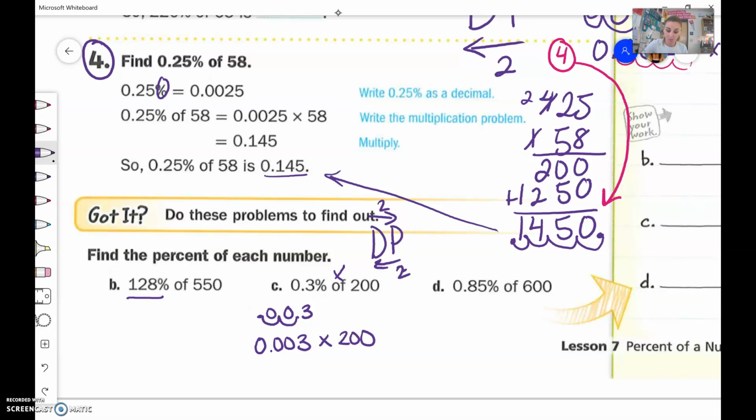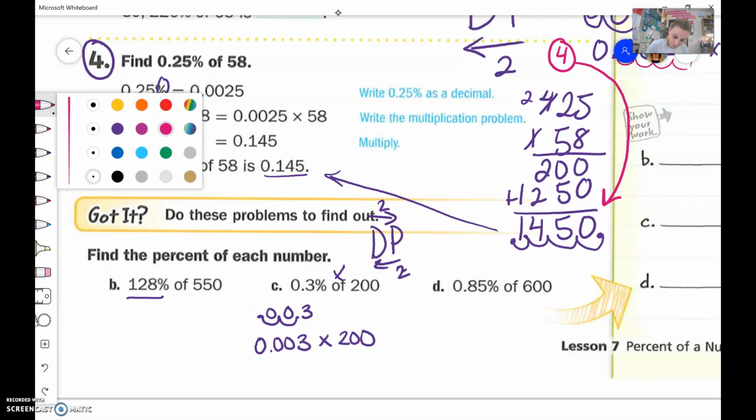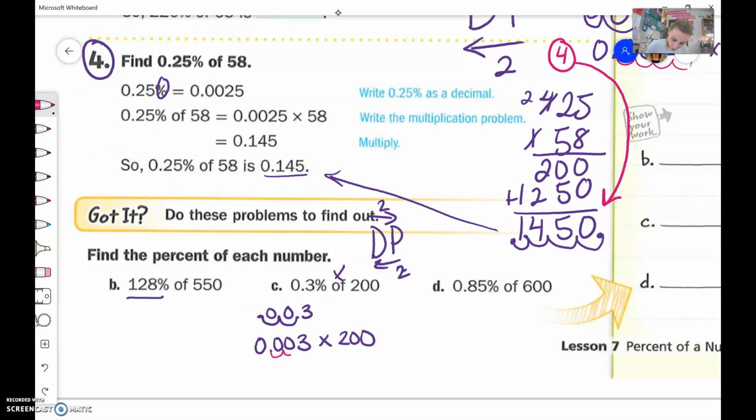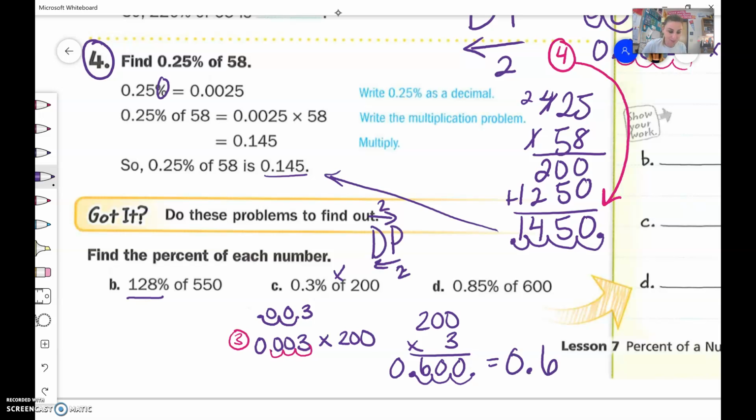Now, I'm going to get rid of that decimal. 1, 2, 3. It is 3 places. I'm going to mark that there so I know. Now my problem really becomes 200 times 3 because I've moved it out 3 places. And 2 times 3 is 6. How many places do I need to move it in? 3. It's always at the end of a whole number, so I'm going to move it in 3 places. 1, 2, 3. I'm going to annex a 0, and my answer becomes 0.6. So 0.3% of 200 is 6 tenths.